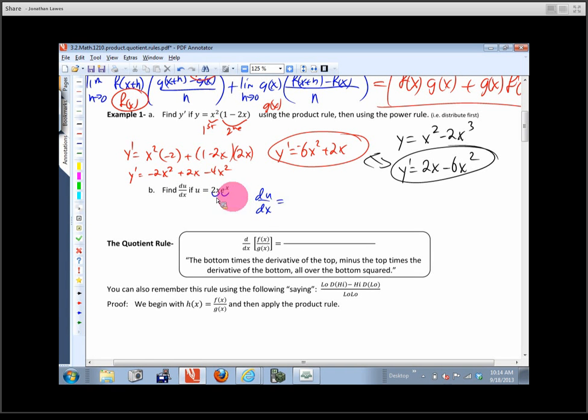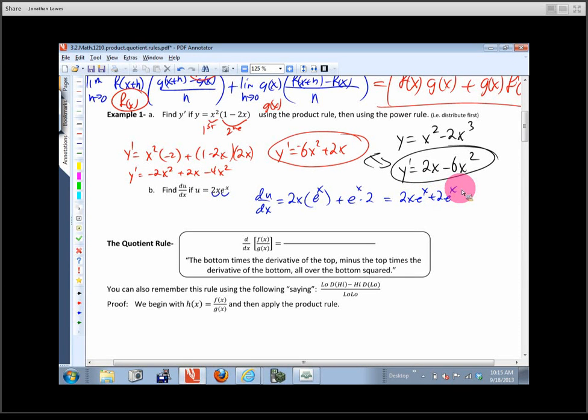So it's going to be the first times the derivative of the second. And what is the derivative of the second? E to the x. Plus the second times the derivative of the first. Just look at the first, it's 2x. What's the derivative of 2x? 2. So one way you could write it would be 2x e to the x plus 2e to the x.